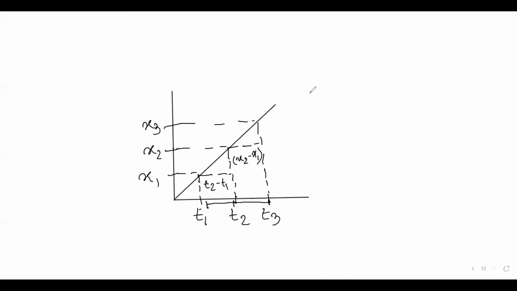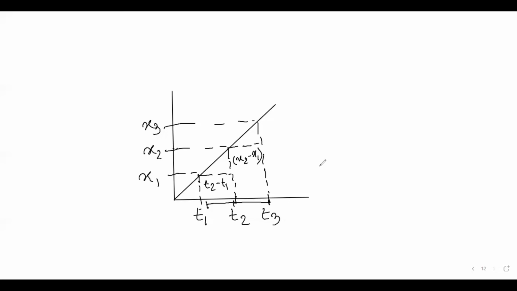So we can find theoretically that if the graph is an inclined straight line, then the object is actually moving with uniform speed. Let's say the object is moving at a speed of 40 kilometers per hour. That means for every 1 hour, it is covering 40 kilometers.